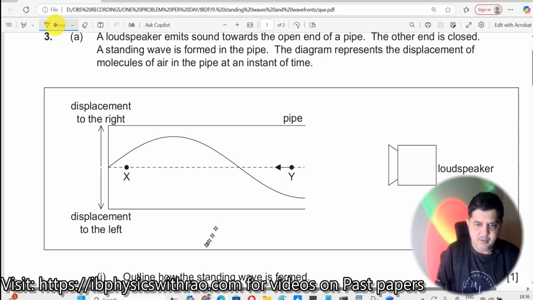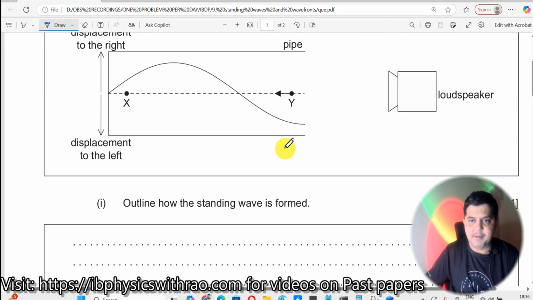Now outline how the standing wave is formed. Simple. You need to explain what a standing wave is and how it is formed. How many marks? 1 mark.